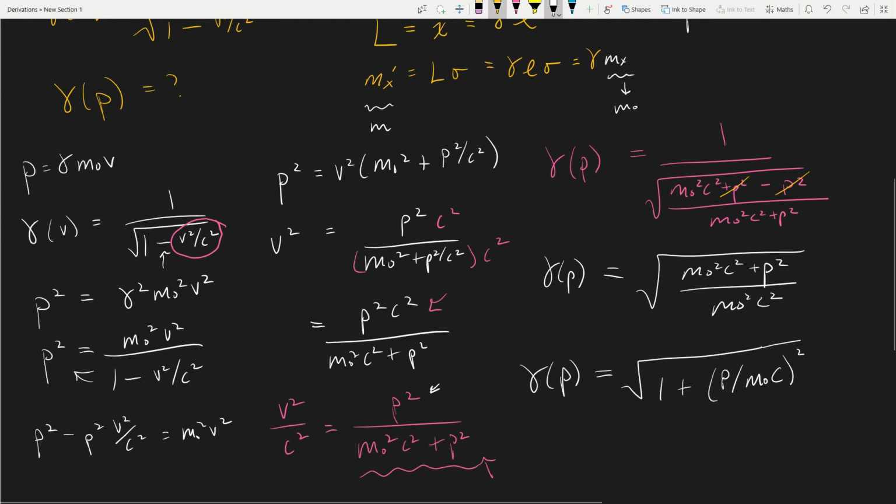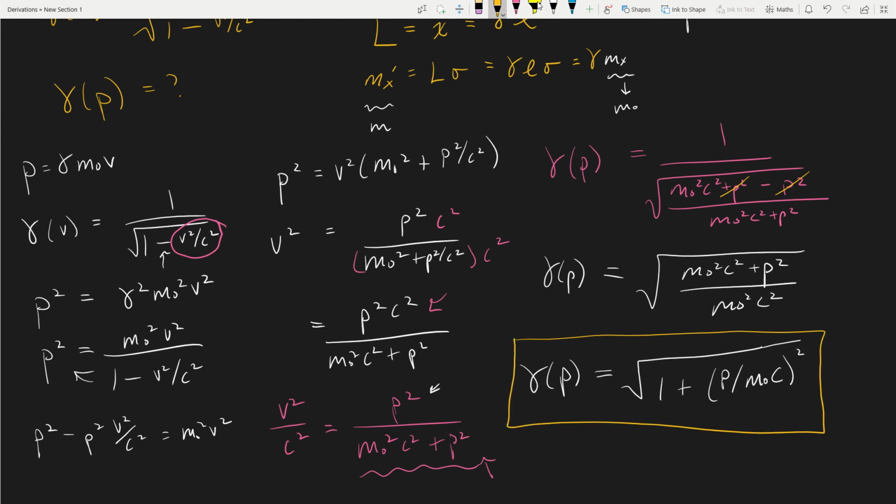Okay, so that's what I wanted to show in the first video. And this is, let's use a different color, this is the standard way that gamma, which is that length contraction factor, is written as a function of momentum. So this is kind of considered like the relationship for massive particles. It's sometimes written this way. This is the relationship for massive particles.